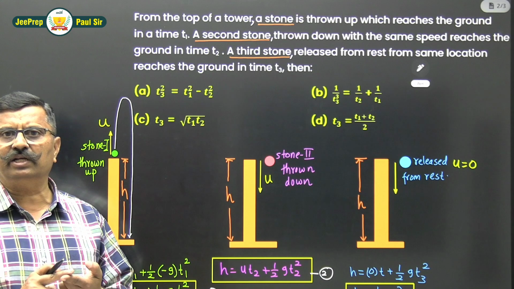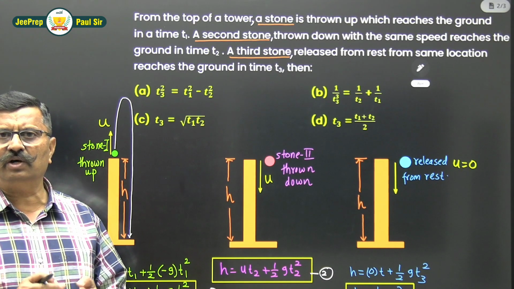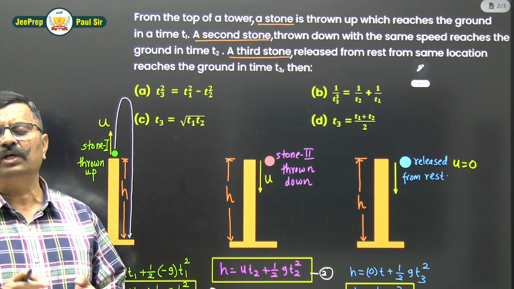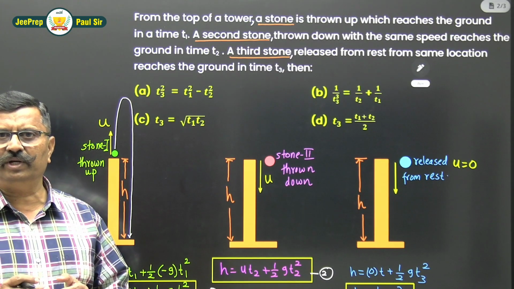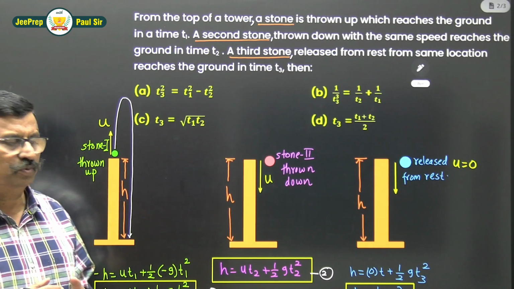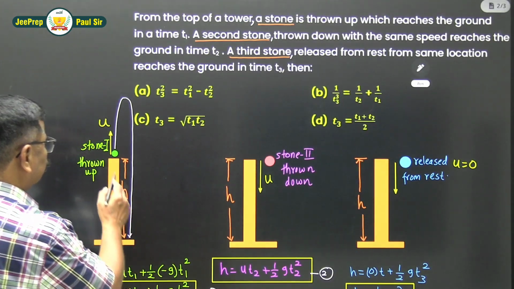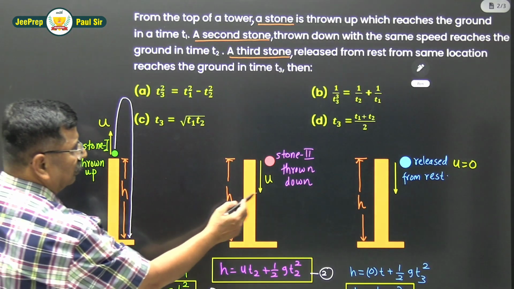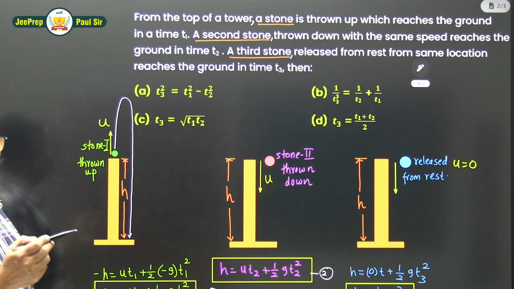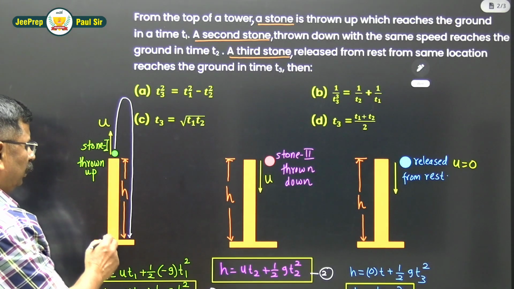t1 is the time taken by the first stone to reach the ground, t2 is the time taken by the second stone to reach the ground, and t3 is the time taken by the third stone to reach the ground. Now let's work out this problem. Now this is the tower of height h. In all the three cases, the same tower is there, so the height will remain the same.